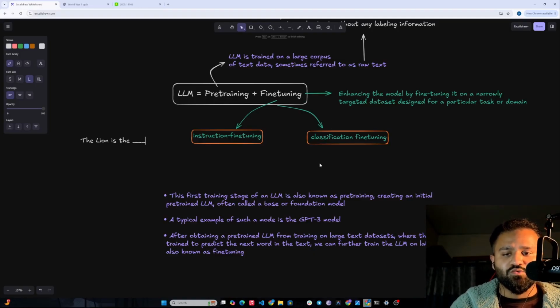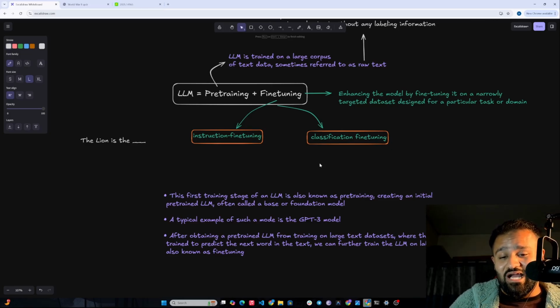But there was one problem with pre-training: it is extremely expensive. Let me show you some results. GPT-3 pre-training cost about $4.6 million, and that's only the compute cost.